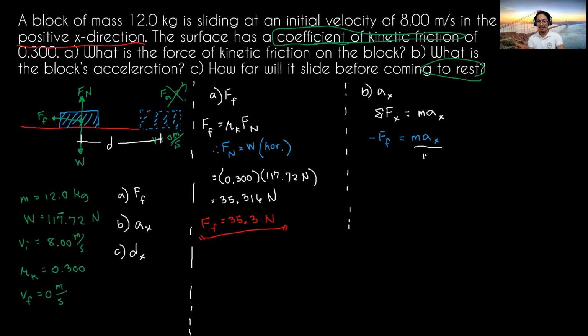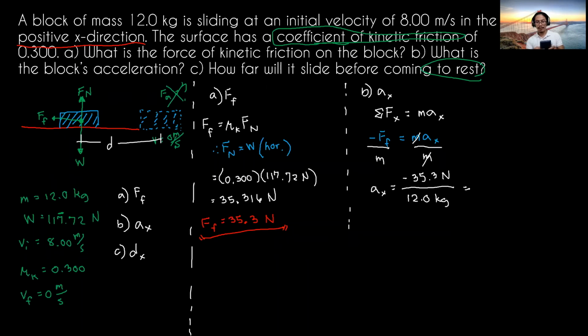Hahanapin natin is the acceleration. So, divide both sides by mass. Cancel, cancel. And that gives us acceleration is negative FF. Ano yung FF natin? Negative 35.3 Newton divided by the mass. Ano yung mass? Ito na, 12.0 kilograms.